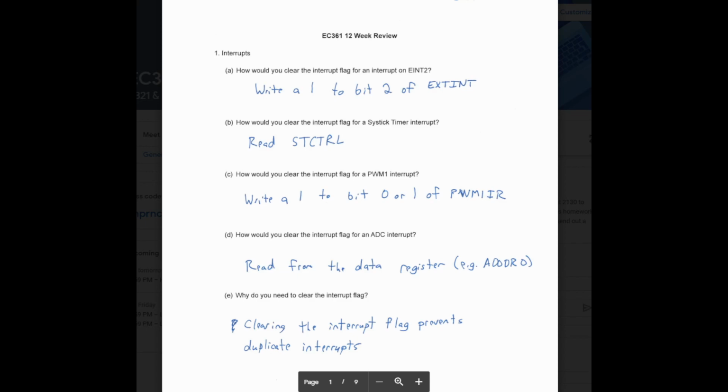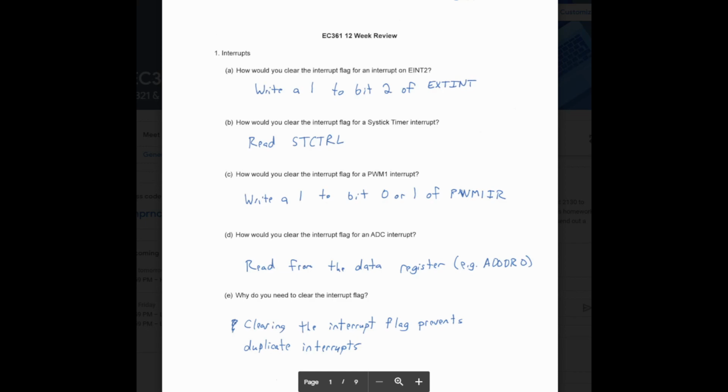How would you clear the interrupt flag for the ADC interrupt? Again, from the manual, we read from the data register. So you remember if you did lab 7, when you read from AD0DR2 to get the ADC value, that clears the flag. You don't have to do anything else special. And it's nice because we're already reading from that to get the value anyway, so it just works out that it clears it at the same time.